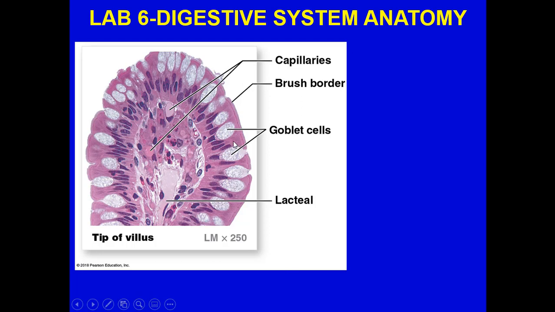Here is a light microscopy image at 250 magnification. You can see the lacteal here. This is the tip of the villus. So you can see the capillaries that are right in through here that are going to absorb the monosaccharides and the amino acids. The lacteal here will pick up the monoglycerides as well as the fatty acids. Goblet cells are adorning the top part here so that they can basically secrete mucus. Okay?